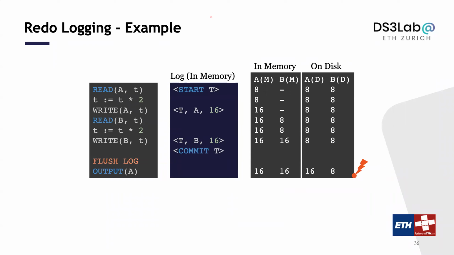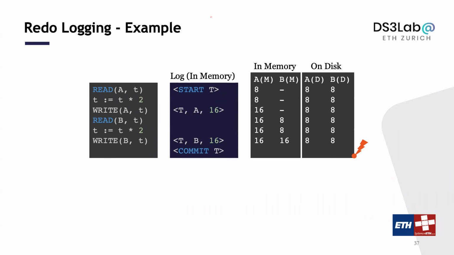And what should I do? I'm not sure this transaction's changes have been reflected. There's no way I can know about that. I'm going to start from the beginning of the log. I'm going to change A to 16, which in this case, A is already 16, I'm happy. I also want to change B to 16. B is 8, I change that to 16. Essentially, I have redone all the changes that T wants to do on my hard drive.